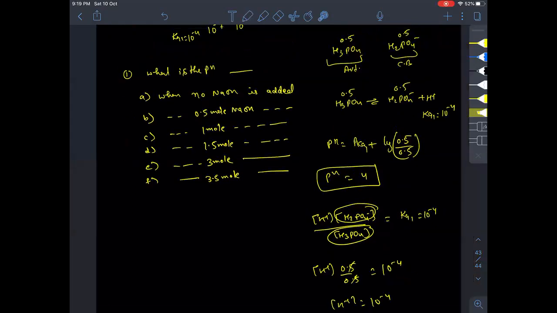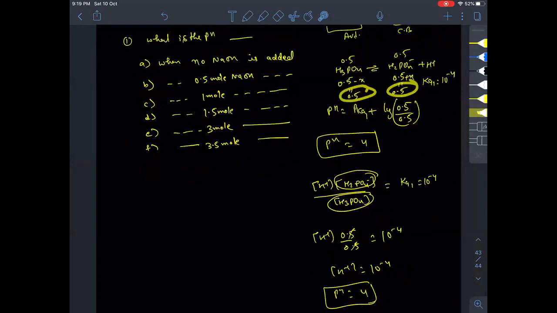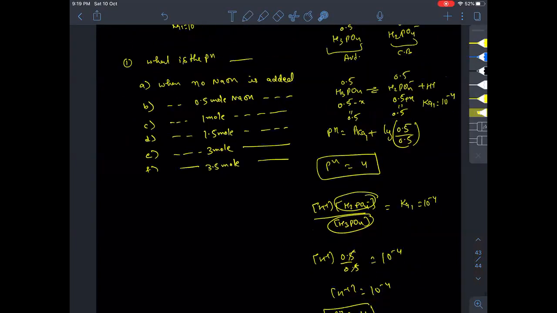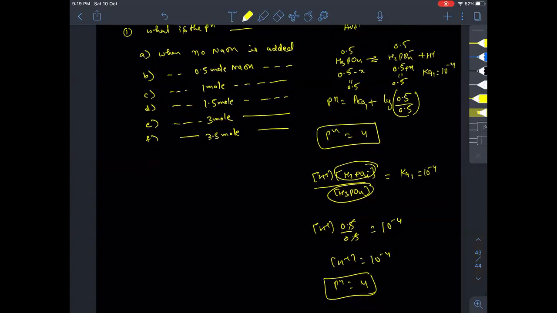Okay. Now, a few of you may complain, sir, why didn't you write it like this, 0.5 minus x? Okay, let us write. Again, it will be approximately 0.5. So is there any meaning in writing it? That's why I did not write. So this will be 4 as it is. So the first question is done, and the second part is answered, the answer is 4.